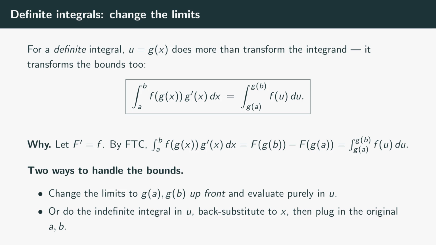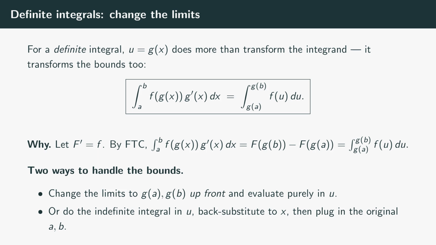Why? It's just the fundamental theorem. Let capital F be an antiderivative of f. The left integral is, by the fundamental theorem, capital F of g of b minus capital F of g of a. The right integral is, also by the fundamental theorem, capital F evaluated at the top limit g of b minus capital F evaluated at the bottom limit g of a. Same number, same computation, different variable.